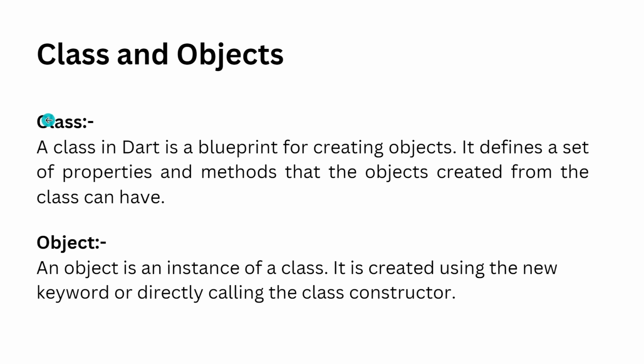What is a class? A class in Dart is nothing but a blueprint for creating objects, and it defines a set of properties and methods that objects created from the class can have. An object is nothing but an instance of a class. It is created using the new keyword or directly calling the class constructor. Okay, so let's see in the code what exactly it is.